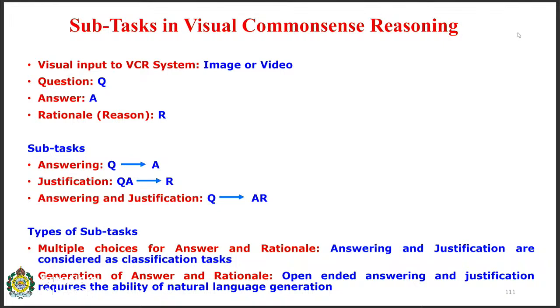So the subtasks are how to come up with an answer for the question, then given both the question and the particular answer, what is the reason for selecting that answer. But finally, what I want is, given a question, coming up with the answer as well as the reasoning for that answer, right? So these are the different types of subtasks involved, and these answers can be multiple choice type, and similarly the rationale can be multiple choice type, or it can be open-ended, right? And accordingly the complexity will be different.